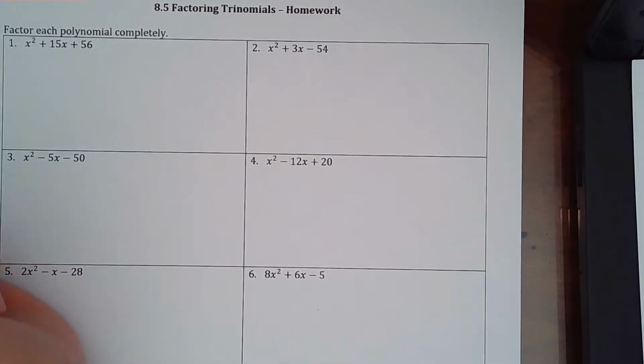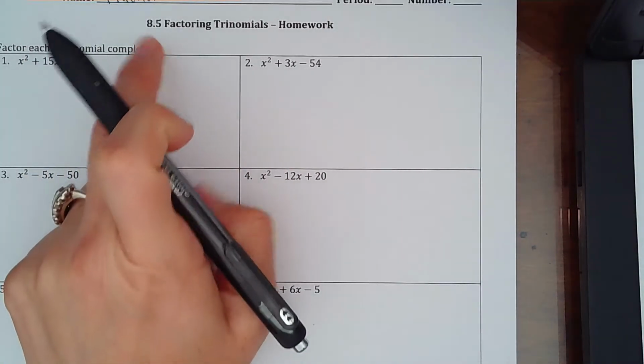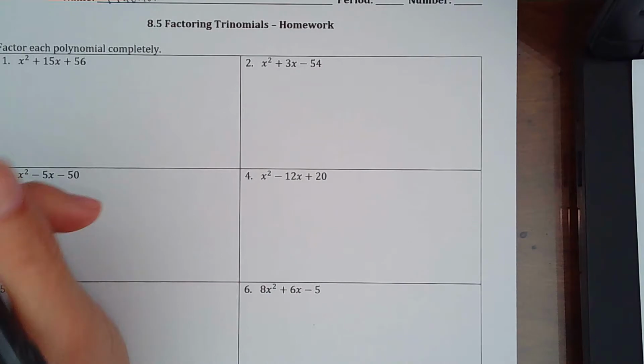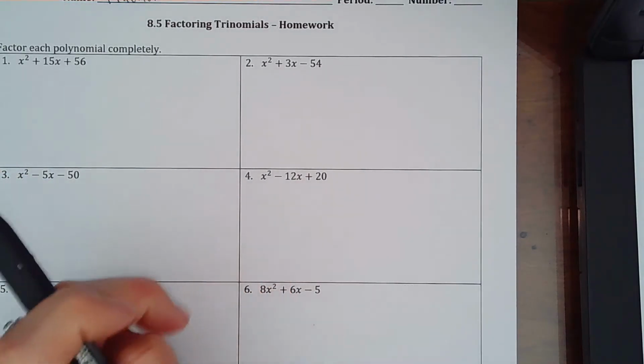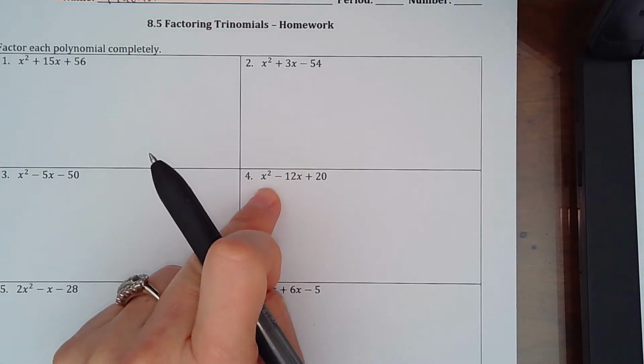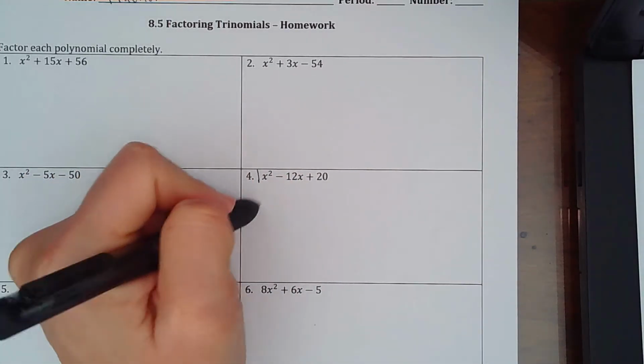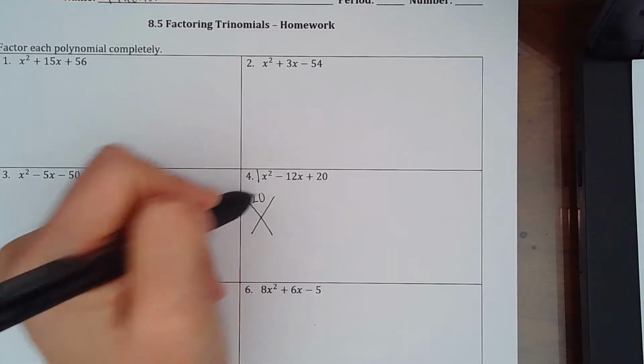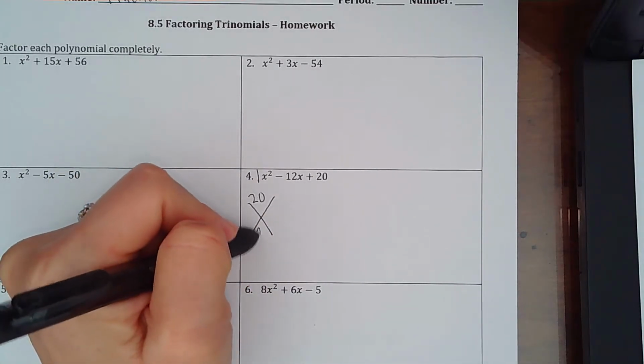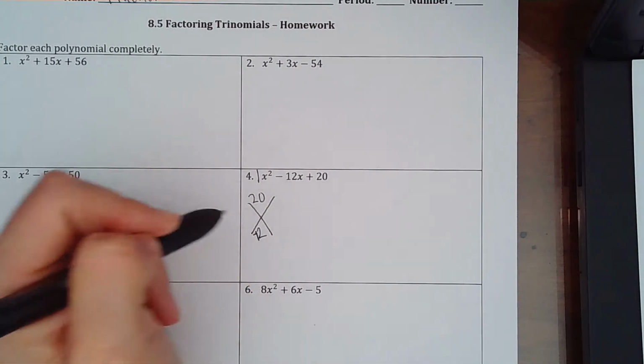Hey guys, so I am doing 8.5, factoring trinomials. You'll notice that this time A is just 1. So we can multiply these. We can just make our x and multiply those. We'll end up with 20 and bring that middle term down to the bottom, negative 12.